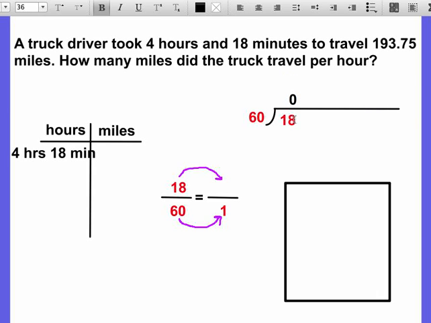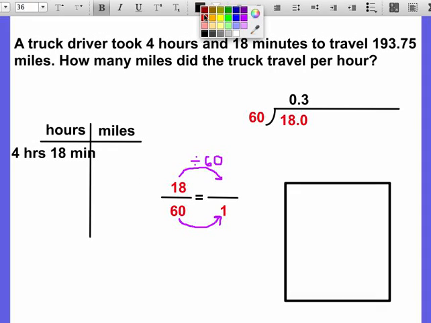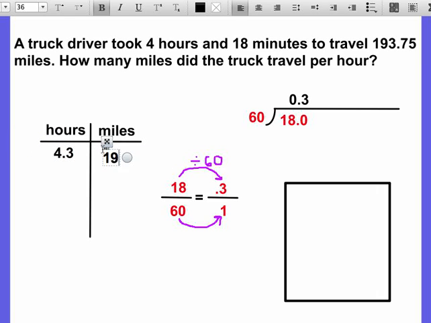Well, obviously, 60 goes into 18 0 times. So we're going to have to take that 18 and add a decimal and add a 0. So now we have 180 divided by 60. 60 goes into 180 3 times. So we can represent 18 divided by 60 as 0.3, or 0.3 over 1. So we can take this 4 hours 18 minutes and now represent it as 4.3 hours.